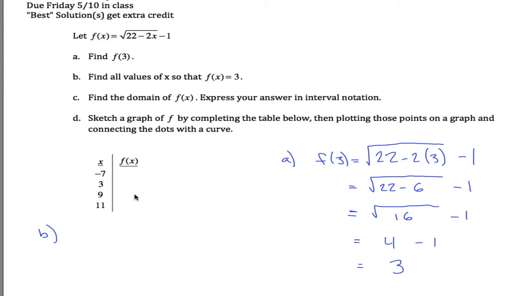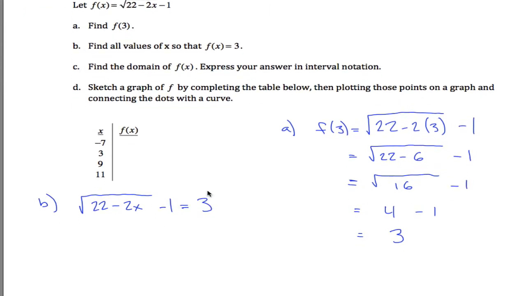Okay, part B: find all values of x such that f of x equals 3. Often I ask these in conjunction because they look really similar, but they're asking different things. This is saying we want the output of the function to be 3. We want this entire thing, the square root of 22 minus 2x, minus 1, to be equal to 3. We want to solve for x. So we can do that.